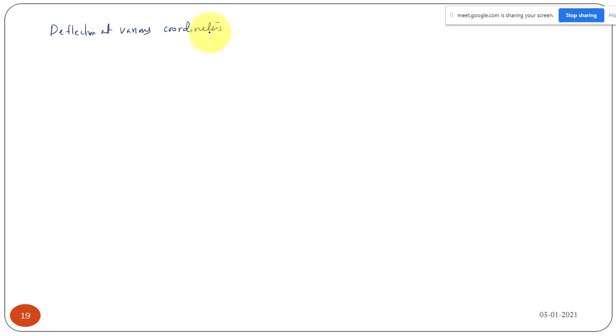Deflection at various coordinates, that is 1, 2, 3 in this case, due to forces, due to your redundant forces.